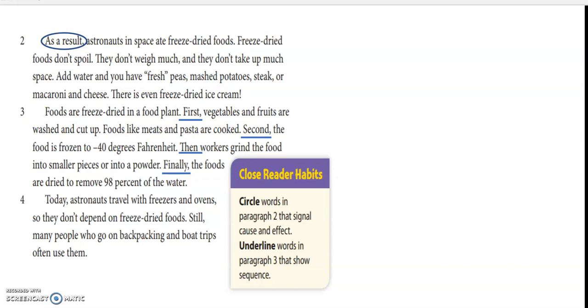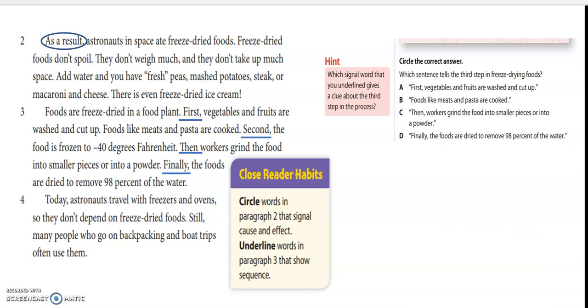Close reader habits would have us circle words in paragraph 2 that signal cause and effect, and underline words in paragraph 3 that show sequence. We're already off to a great start with good habits of close readers. Let's look at a question.